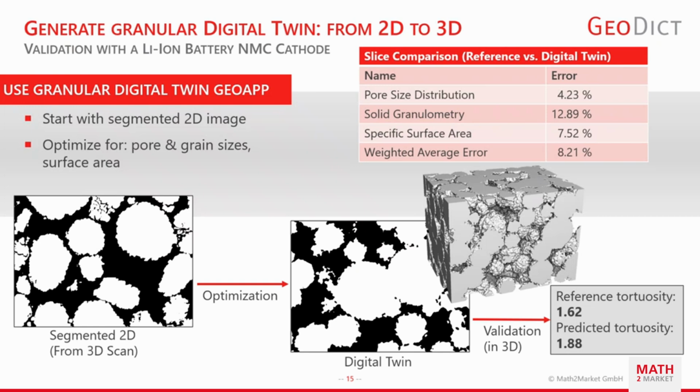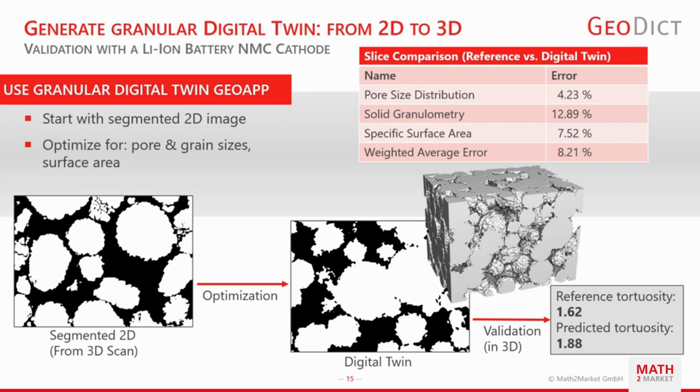And then as a result, you get the difference between the two-dimensional statistics of the digital twin and of the original image. You see here that this matched quite well. All the errors, pore size distribution, granulometry, and so on, were 12% or less. And because we took this image from a complete 3D scan, we could also validate the digital twin in 3D against the scan in 3D. By comparing the tortuosity in the electrolyte space, you see that this tortuosity also matched quite well.